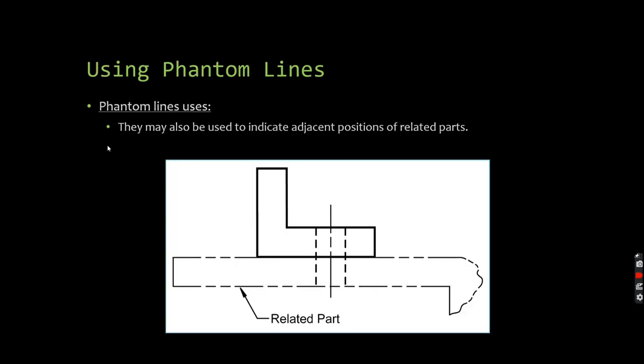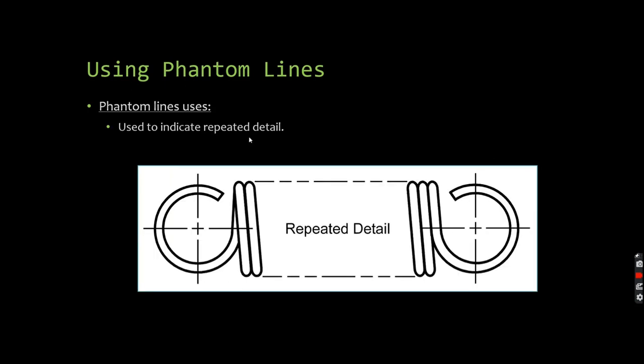Phantom line uses. They may also be used to indicate adjacent positions of related parts. Here is a part that you might want to show on your drawing. Maybe it's an assembly drawing, and the part's not really there, but you need to show the way that it lines up. Used to indicate repeated detail, you have something like this spring here, or you might have 20 or 30 of these coils, and you save time and ink and money by just putting the phantom lines there, showing that this is repeated over and over again.